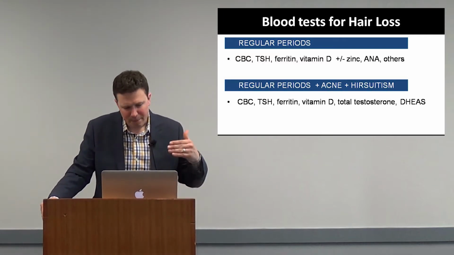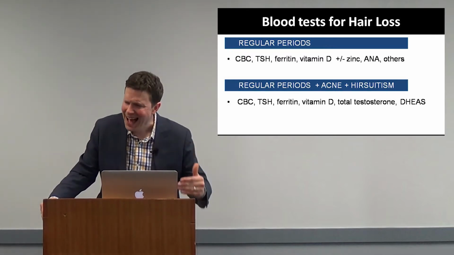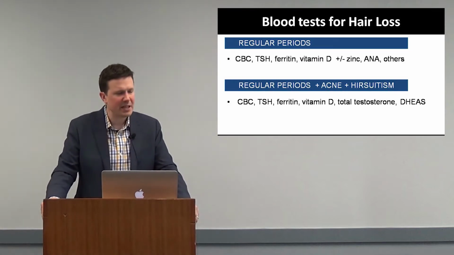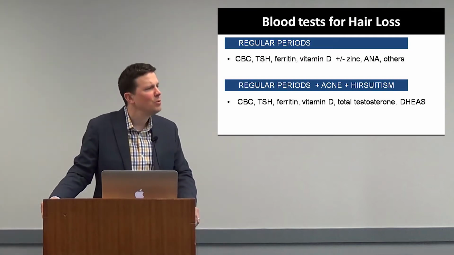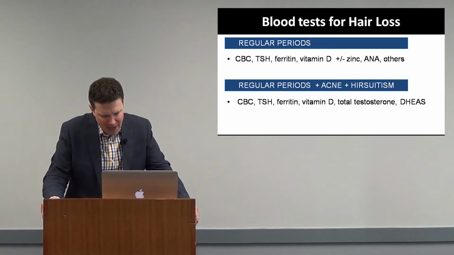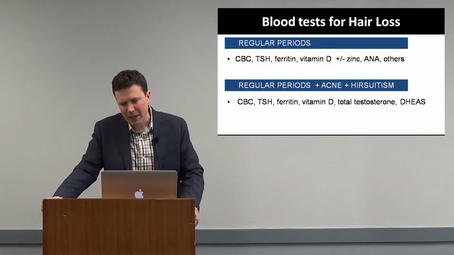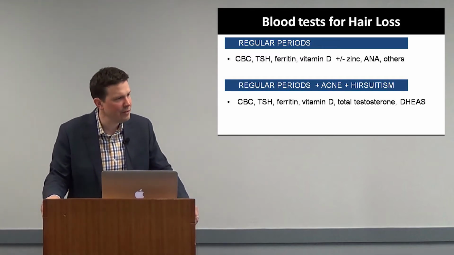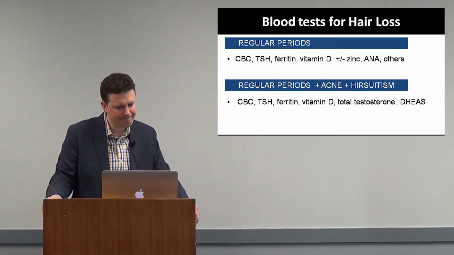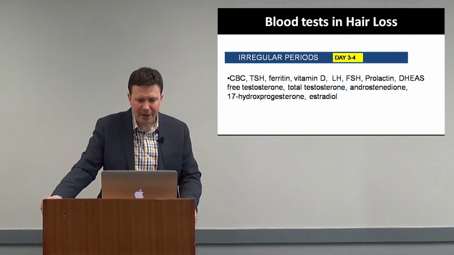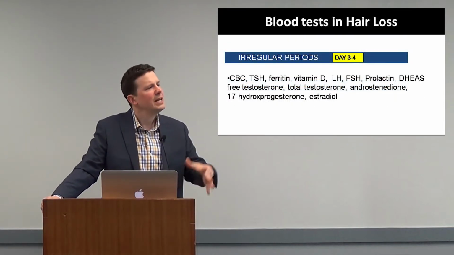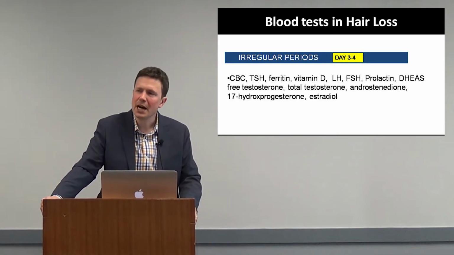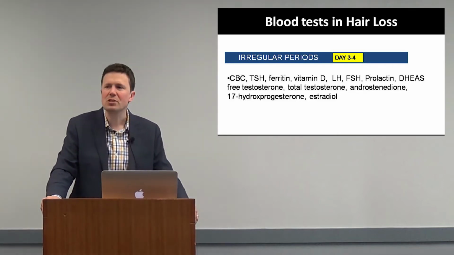Patients with regular periods, but acne and hirsutism, signs of hyperandrogenism, you might consider ordering a total testosterone, which is a measure of androgen function of the ovaries, as well as DHEAS, which is a measure of hormone androgen function of the adrenal gland. Patients with irregular periods, premenopausal women, it's important to consider ordering the following panel, which is done on day 3 to 4 of the menstrual cycle.